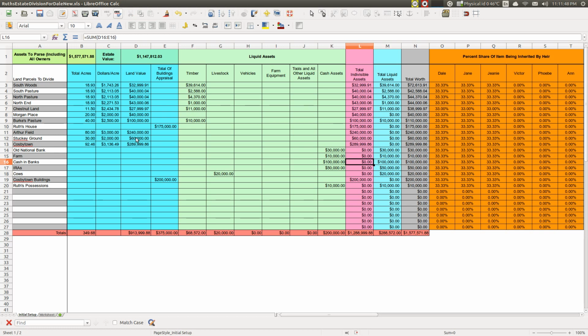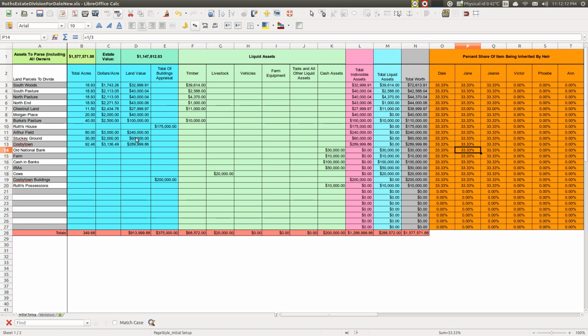And here's the sum of all of our indivisible assets and the sum of all of our divisible assets or liquid assets, and then the grand total of what the whole thing's worth. And all these are automatically computed once you fill the values in here.